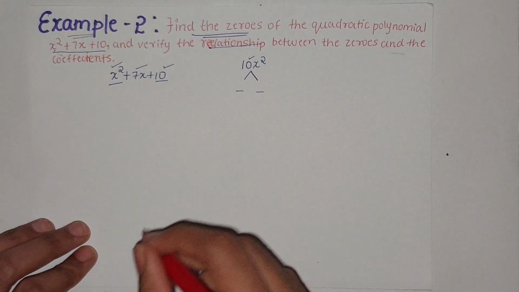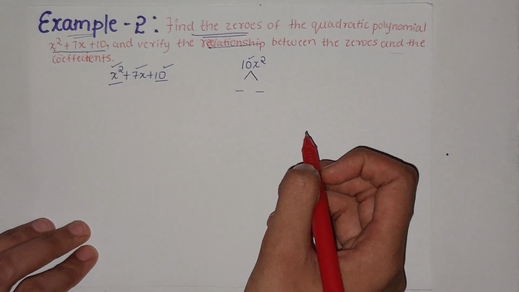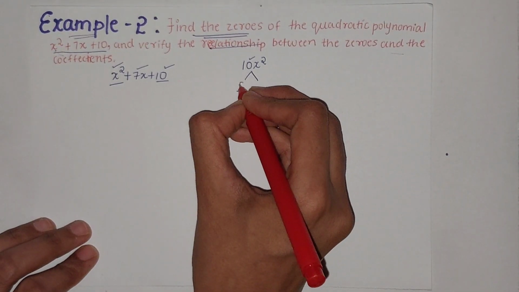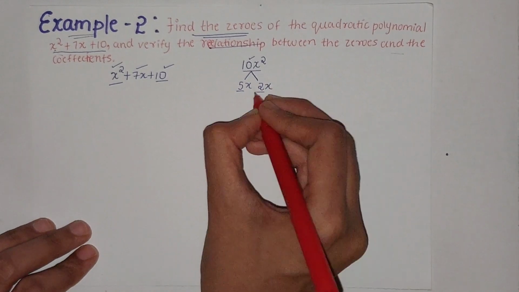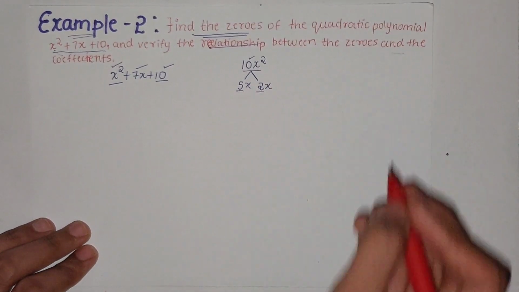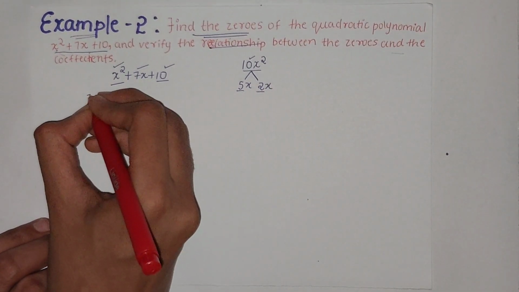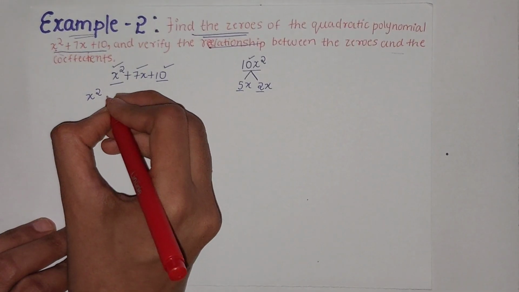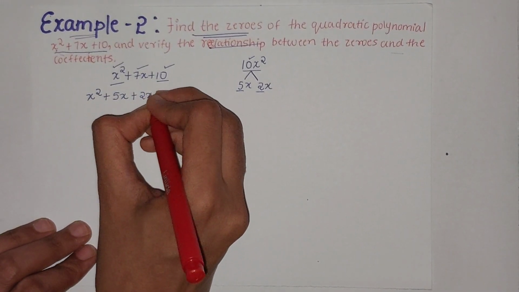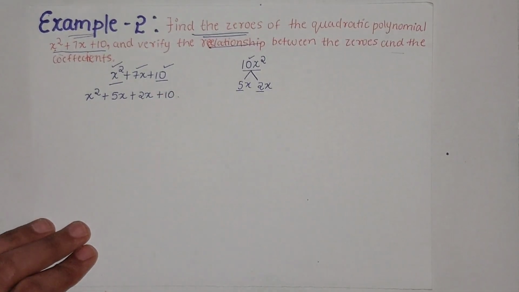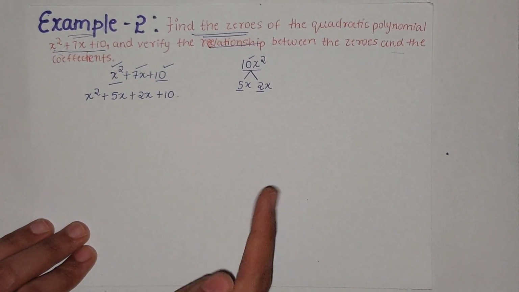Now what are such numbers? 5 and 2, right? When I multiply 5 and 2, I'm getting 10x square, so 5x and 2x. When you add 5 plus 2, that is 7. So I can split it like this: x square plus 5x plus 2x plus 10, right?